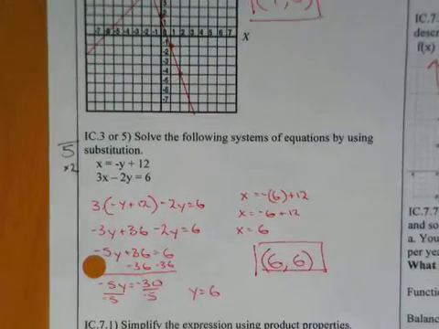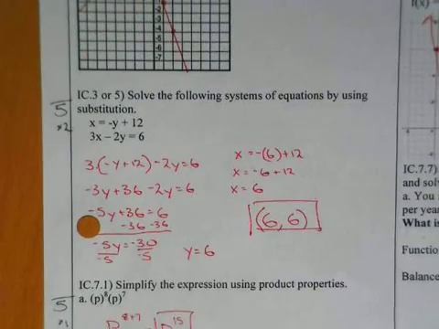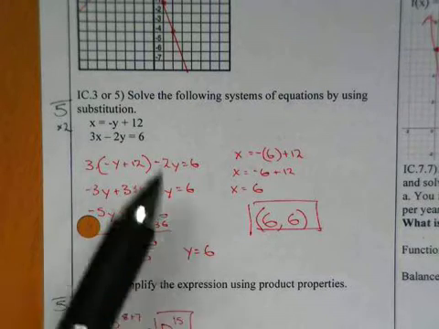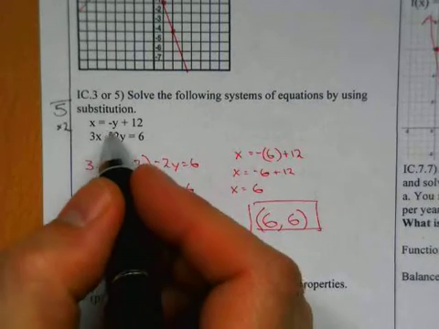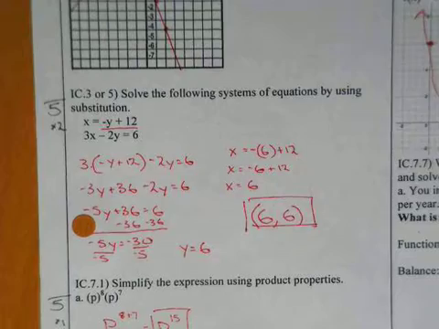For IC 3 or 5, depending on how I feel, you've got a system where you need to solve it algebraically, either by using substitution or elimination. Here I would strongly suggest using substitution. You know what x equals, it's negative y plus 12.